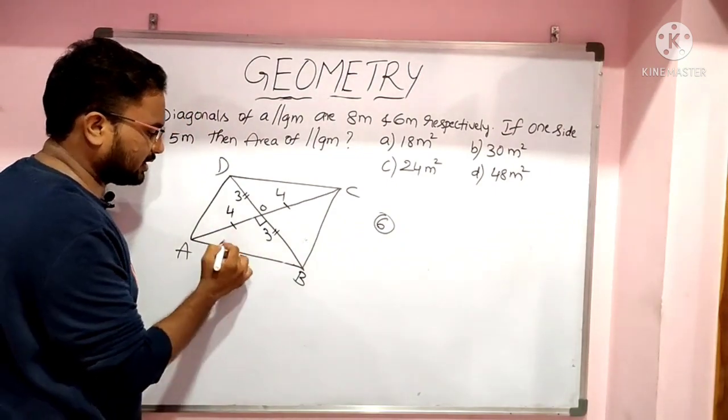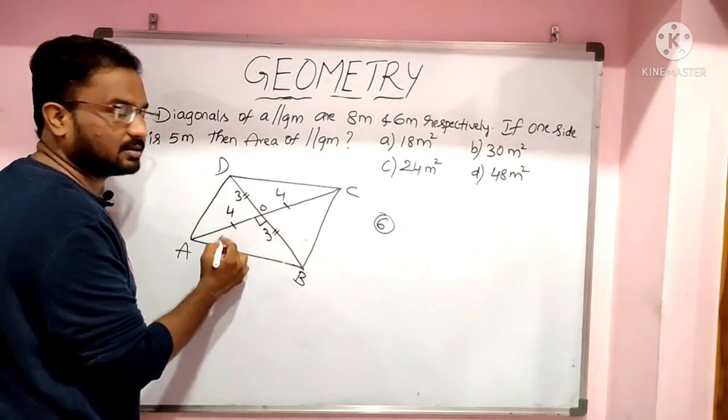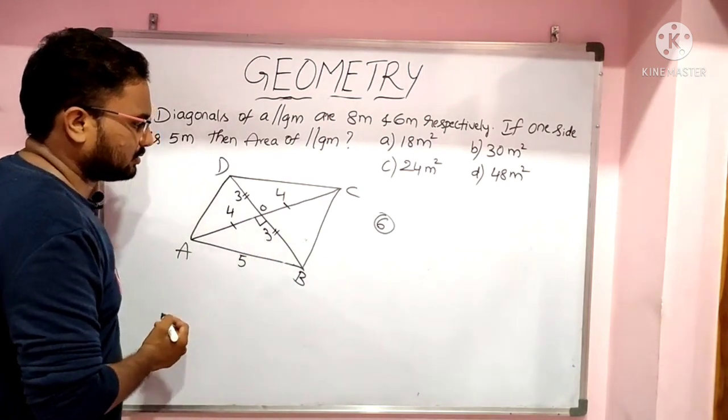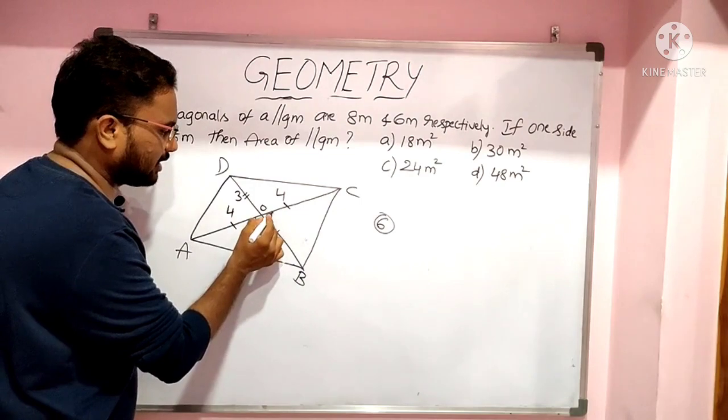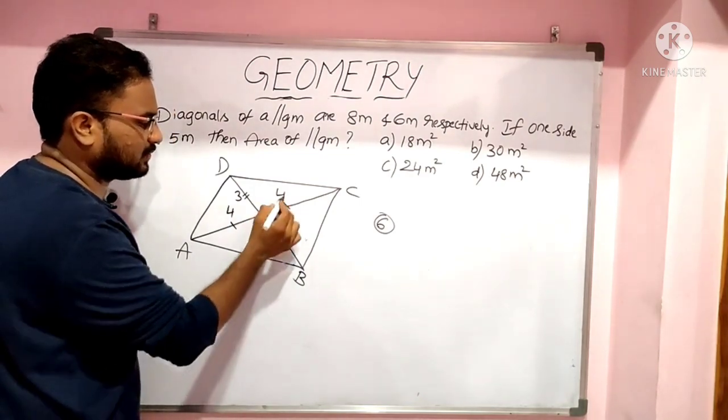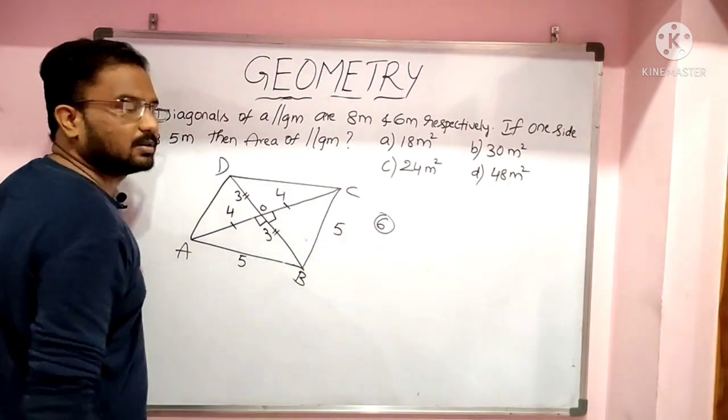12 by 2 is 6. So this area is 6 square meters. And so here, if this is 90, this will be 90, because the total angle is 180. So if this is 4, this is 3, this will be 5.